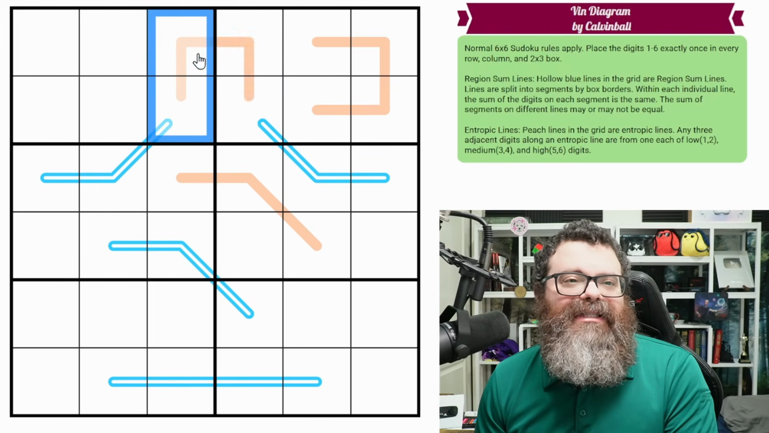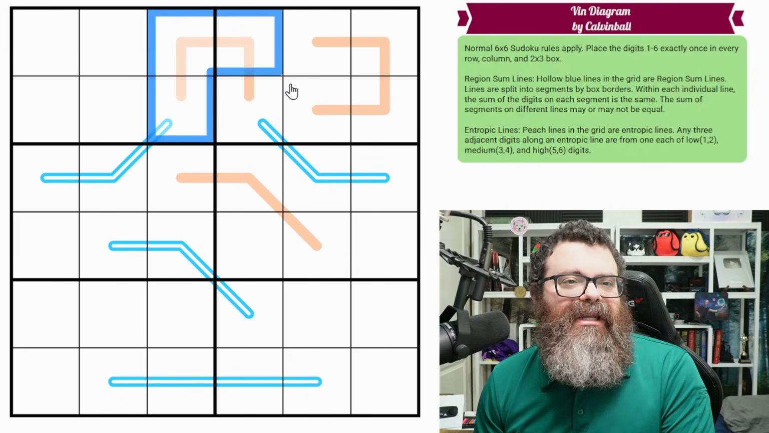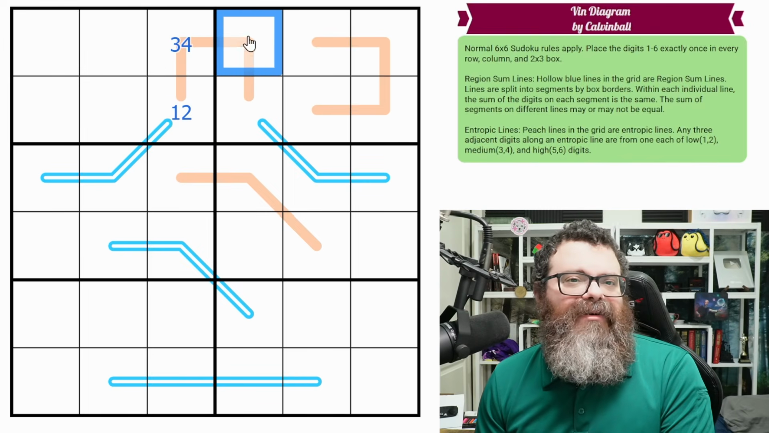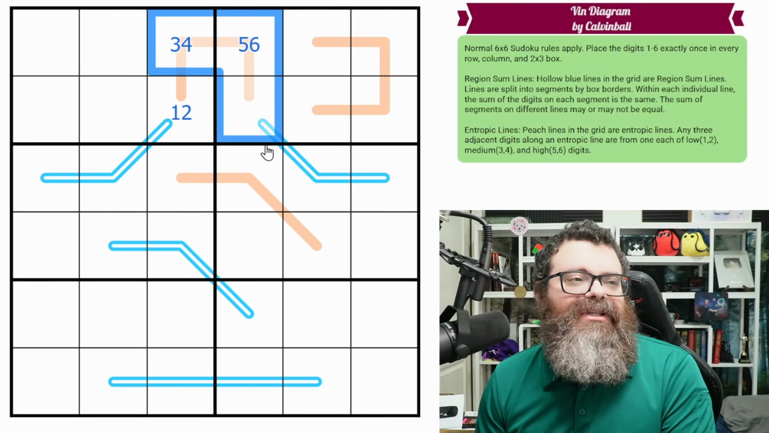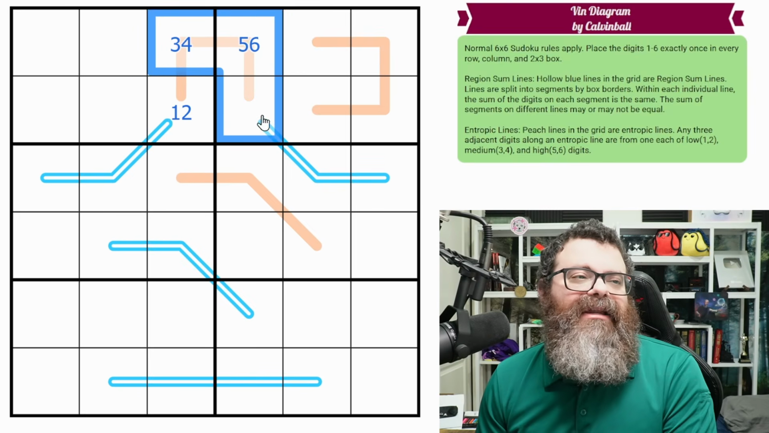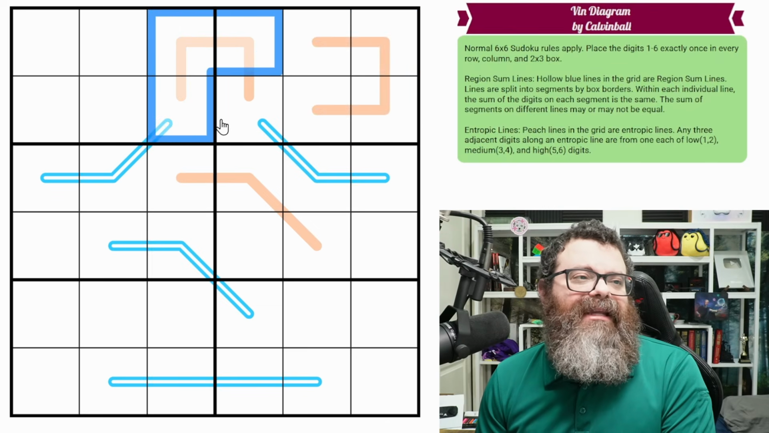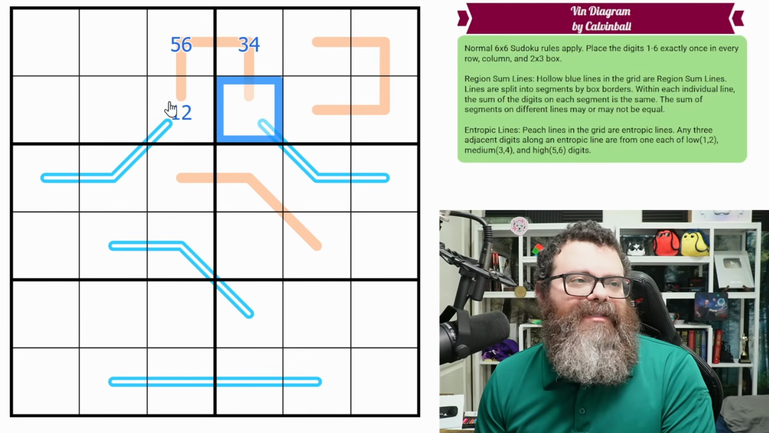Any 3 adjacent digits along the line are 1 each of a low, medium, and high digit. So low digits are 1, 2, medium is 3, 4, high is 5, 6. So any 3 that you highlight, like these 3, would need to be 1 of each. And then these 3 would also be 1 of each. Any 3 adjacent that you'd highlight are 1 of each, in any order you'd like. For example, like this. And then these 3, we need a 1, 2 there.